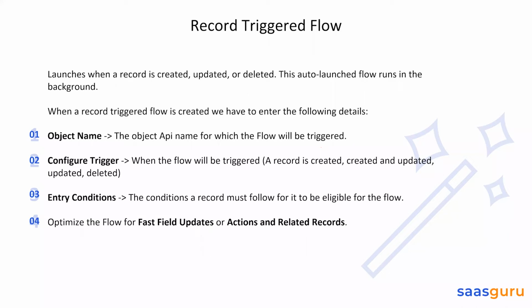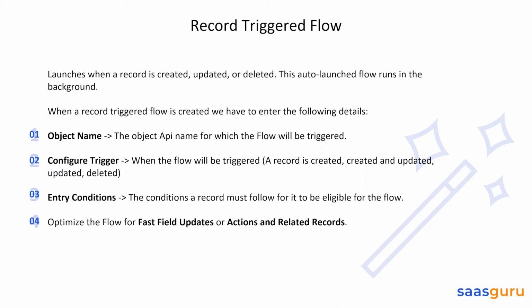When the record triggered flow is created, there are the following details we need to input. Firstly, we have the object name, so the object API name. For example, if it's an account, it's Account. If it was a custom object that I created named employment, it would be employment__c. We configure the trigger, so when it will be fired: on create, on update, on creation and update, or on delete. And we can define entry conditions, so we can define what record actually enters into that flow. And then we have the fast field updates or actions and related records.